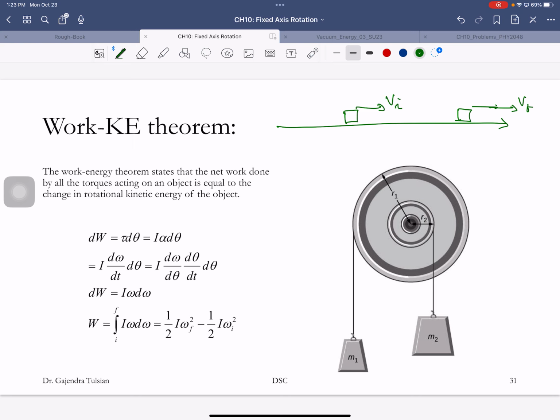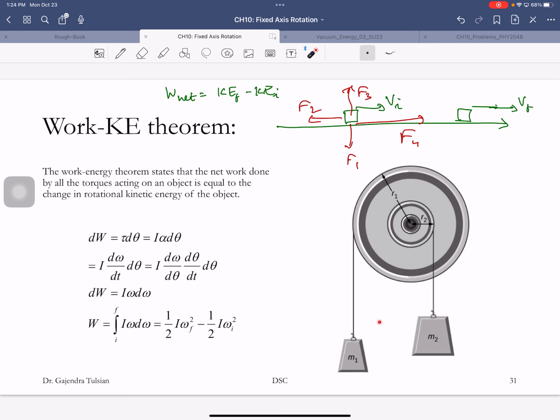For linear motion, if you had several forces acting on the object, and if these were the only forces acting, the net work done by all these forces shows up as change in kinetic energy. You saw this, that was the work energy theorem. The net work done was equal to final kinetic energy minus initial kinetic energy. So these guys were affecting linear motion of the object.